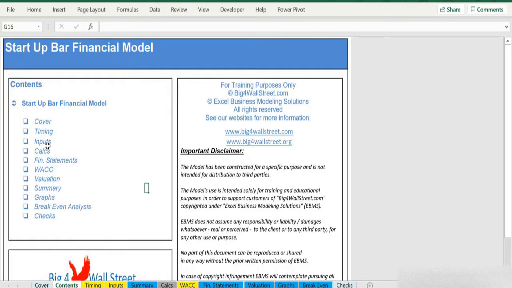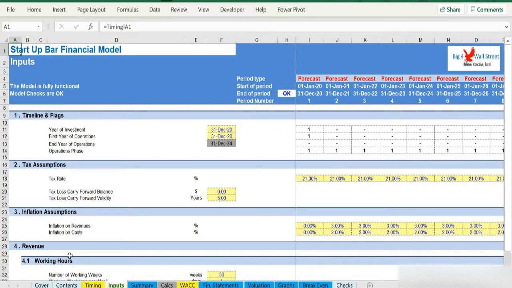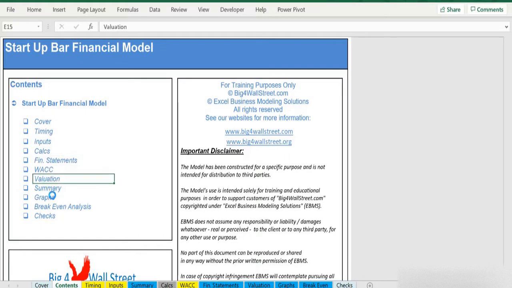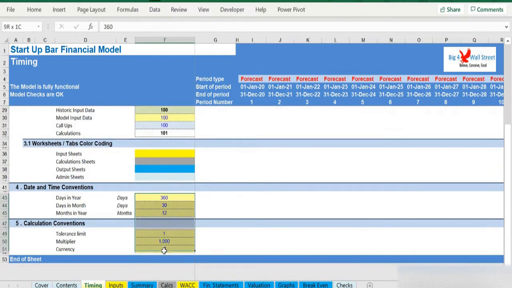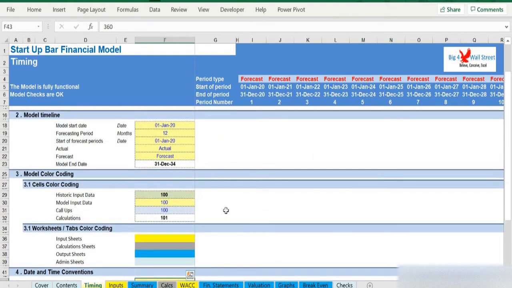In the Contents tab you can see the structure of the model, and by clicking on any of the headlines, you will be redirected to the relevant worksheet. On the Manual tab you are able to feed the general information for the model such as project name and title, responsible, timeline of the model, and date and currency conventions. Additionally, there is a description of the color coding of the model in the same tab.